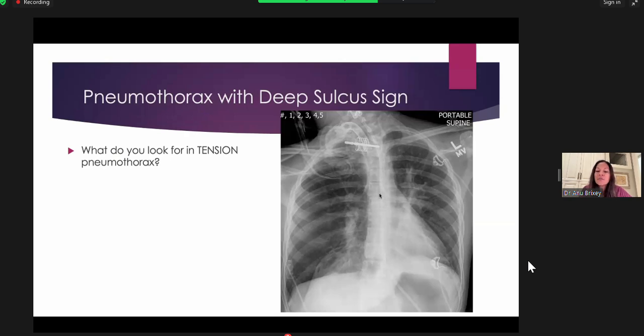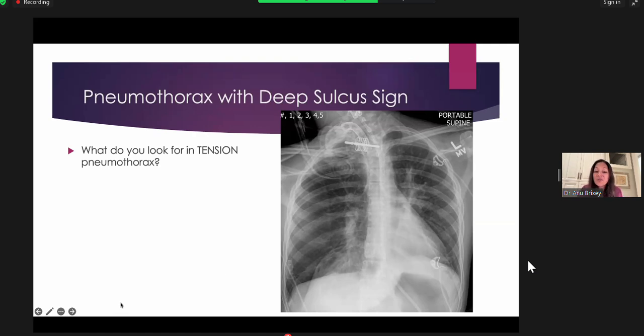But oftentimes when they do radiographs in the ICU, the technician may cut off the radiograph right here. And it's really important when you have a patient presenting with new onset shortness of breath, new onset hypoxia, and it's a supine radiograph, you want to make sure that they're including the area below the hemidiaphragm so that you have the opportunity to look for this deep sulcus sign. And this is a classic sign that you'll see with a pneumothorax.